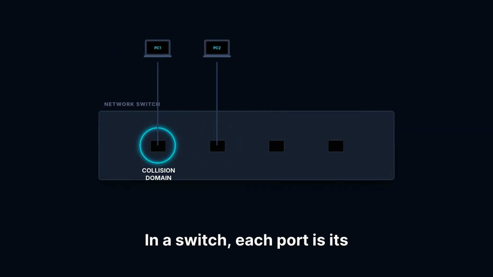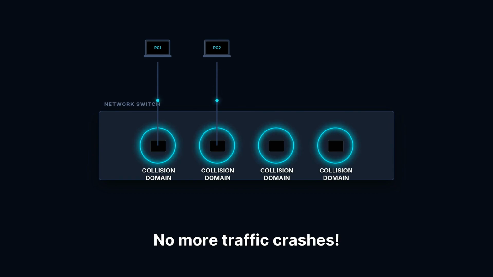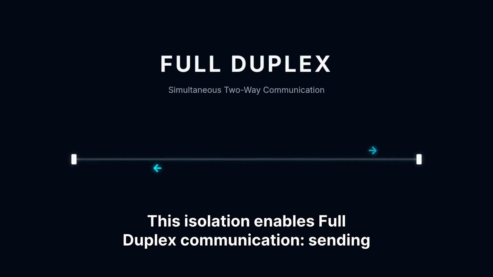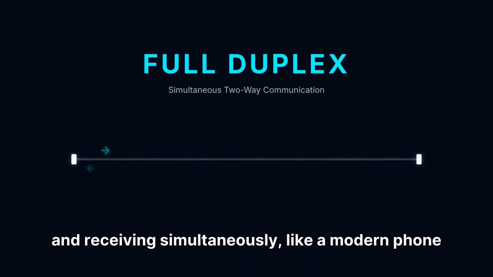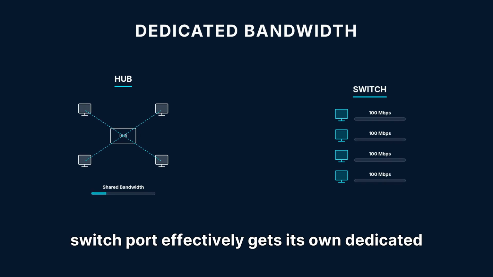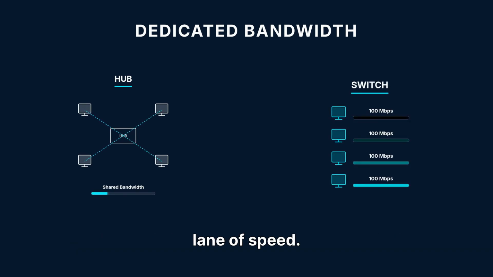One of the biggest wins? Collision elimination. In a switch, each port is its own collision domain. No more traffic crashes. This isolation enables full duplex communication, sending and receiving simultaneously, like a modern phone call. Unlike hubs where bandwidth is shared, each switch port effectively gets its own dedicated lane of speed.